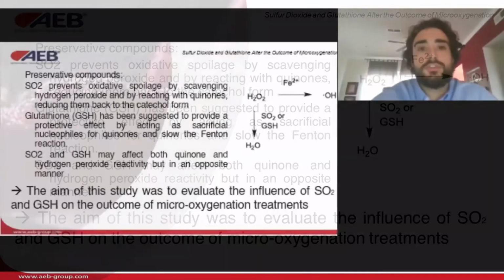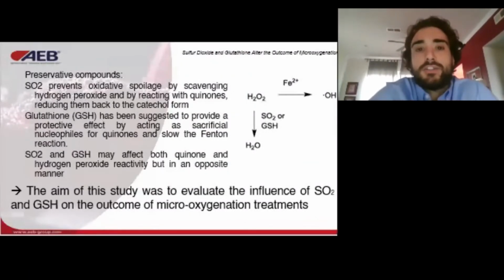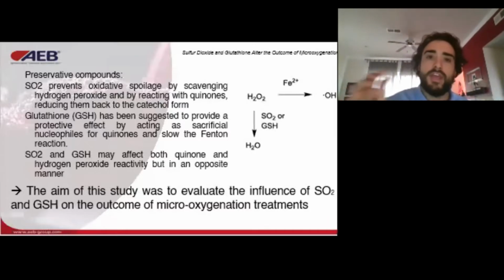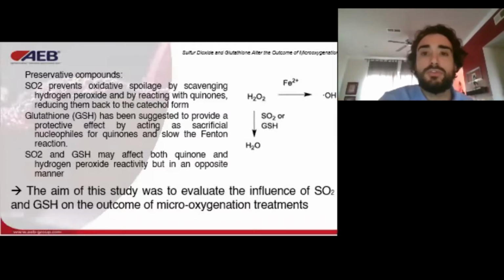Preservative compounds used in wine production can exert their action by interfering at different steps of wine oxidation and thereby inhibit the formation of oxidation products. As an example, they can react with ketones to reduce them back to their catechol form, or they can slow down the Fenton reaction. The aim of the study, therefore, was to evaluate the influence of SO2 and glutathione on the outcome of microoxygenation treatment.